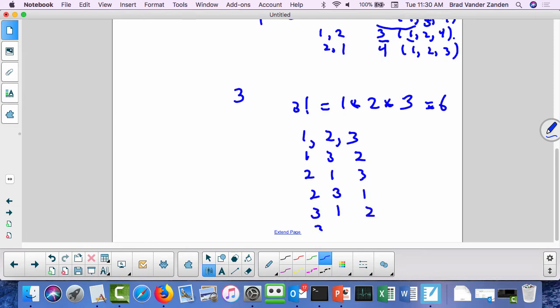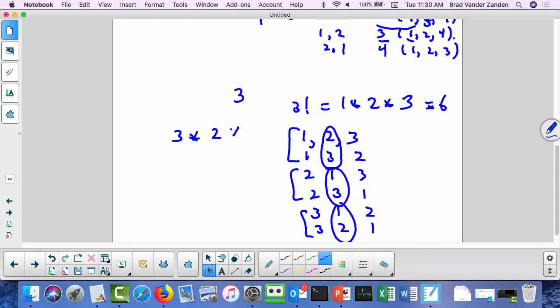Basically, the idea is if I have 3 numbers, I have 3 choices for the first number, which is 1, 2, or 3. Once I've selected the first number, I have 2 ways to select the second number. Here 2 or 3. With 2, it's 1 or 3. With 3, it's 1 or 2. And then with the third number, I have only 1 choice. So given any 3 numbers, I have 3 factorial different ways of choosing those same numbers.